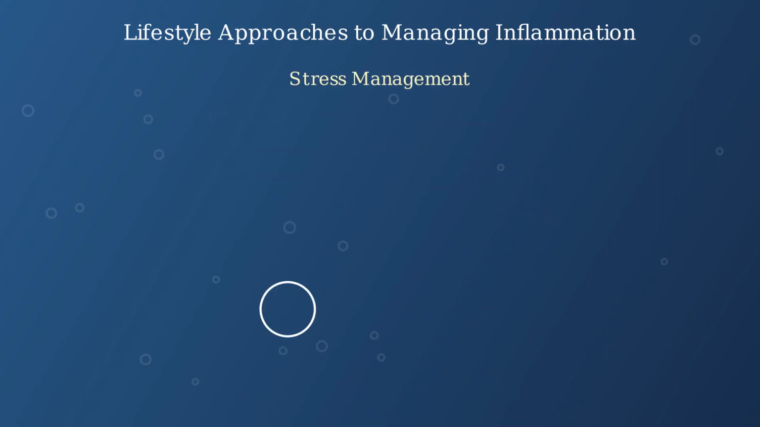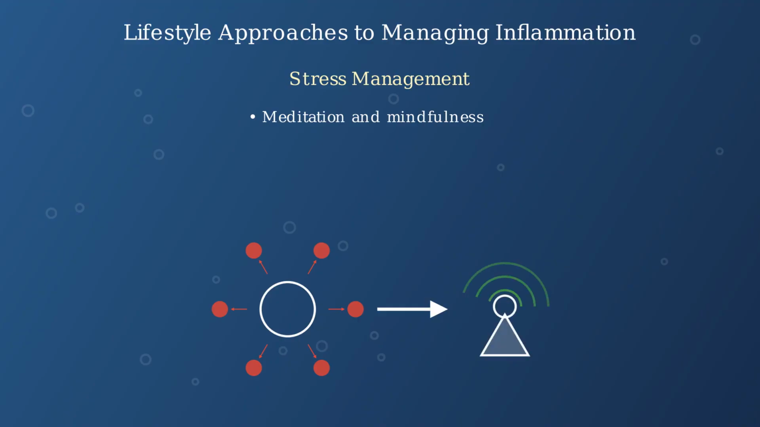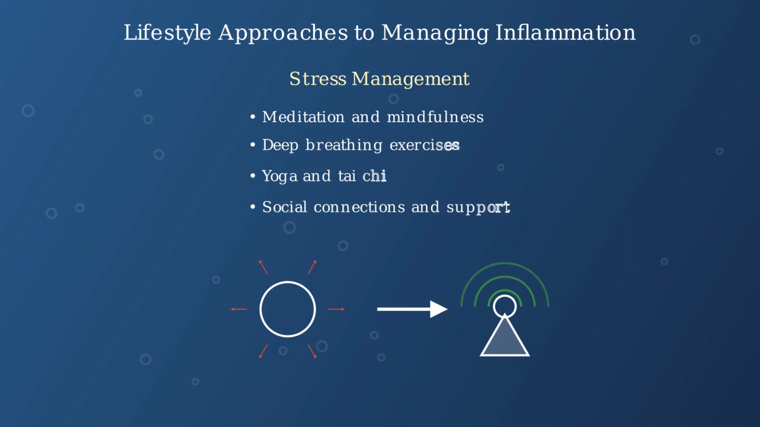Psychological stress triggers inflammatory responses in the body. Managing stress is a powerful way to reduce chronic inflammation. Meditation and mindfulness practices have been shown to decrease inflammatory markers. Even just 10 minutes daily can make a difference. Other effective techniques include deep breathing exercises, movement practices like yoga, and maintaining strong social connections.